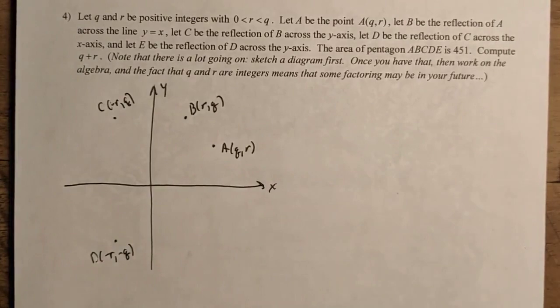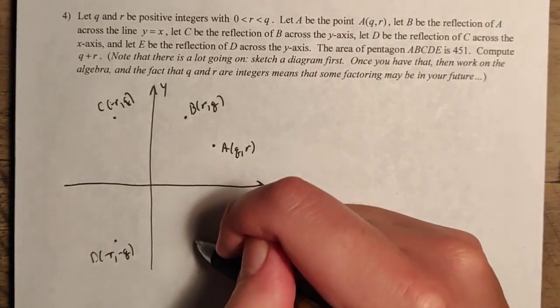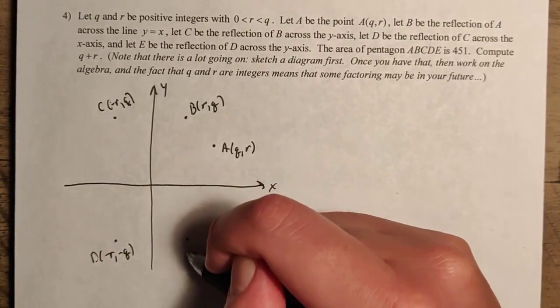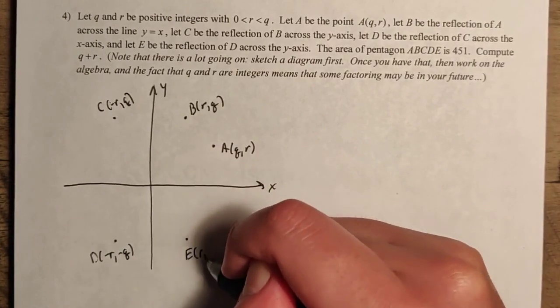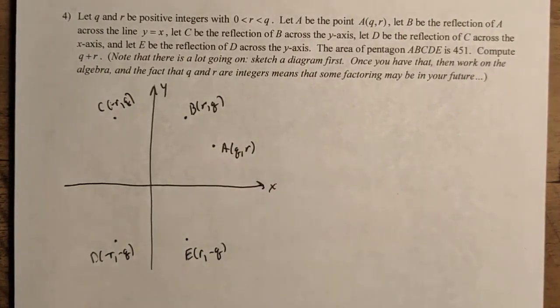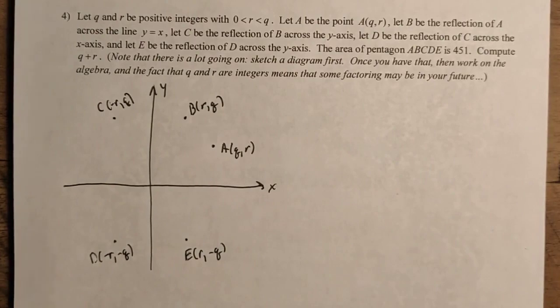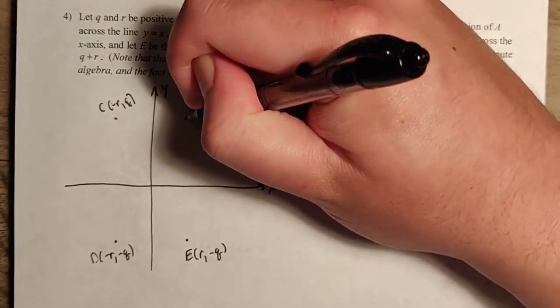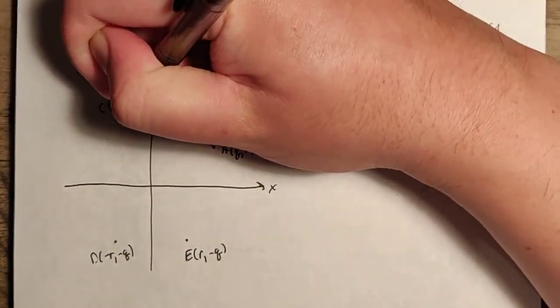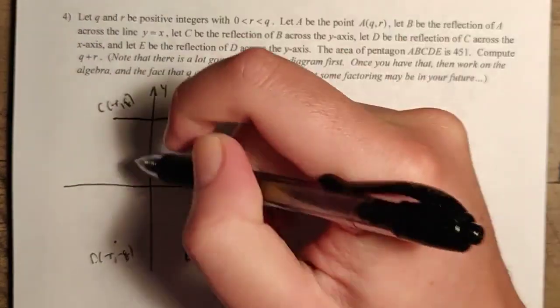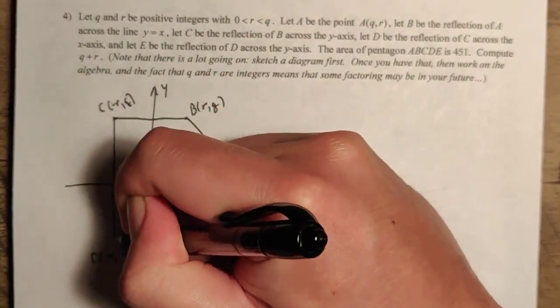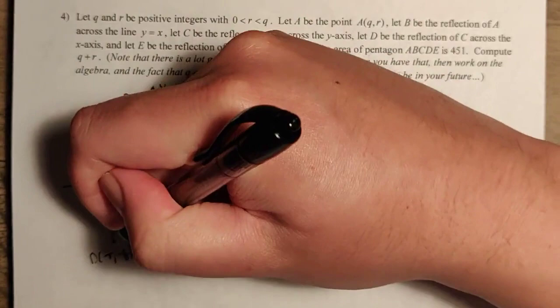And finally, E is the reflection of D across the y-axis. So E is going to end up over here. E is going to end up at the point (R, -Q). We are told the area of pentagon ABCDE is 451. So if we sketch this, our pentagon looks something like this here.